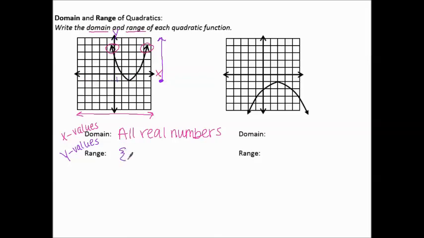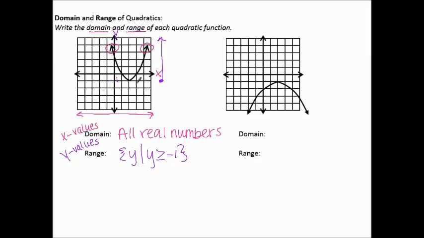So my range, I'm going to write it with these curly brackets, y, and then a line. And I'm going to say y is greater than or equal to -1. So all of my y's that are bigger than -1 will work for this graph. It won't work down here.